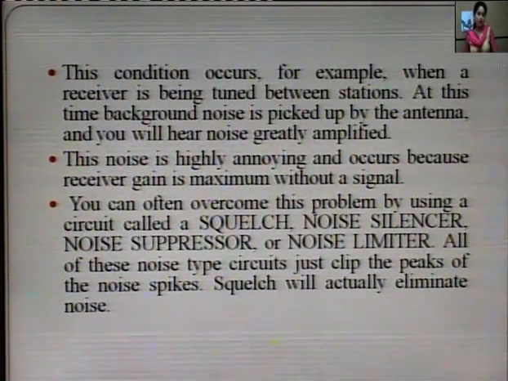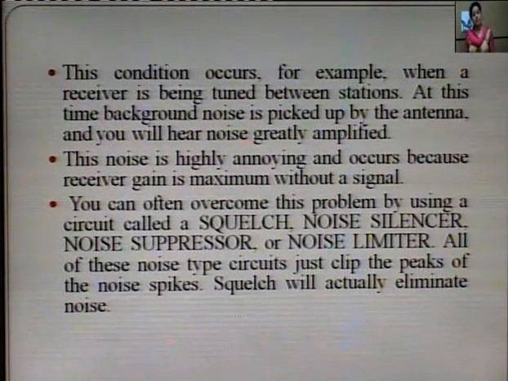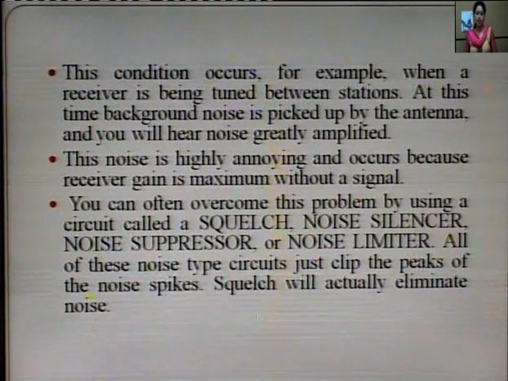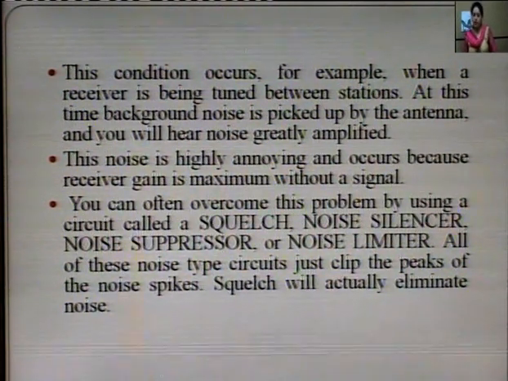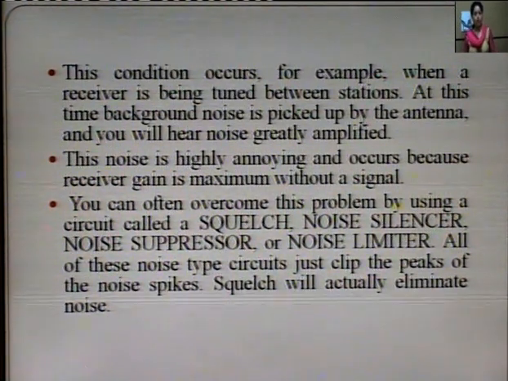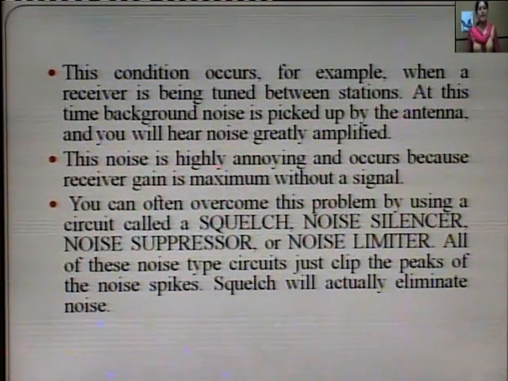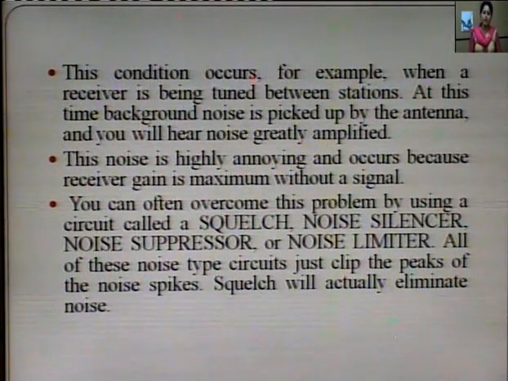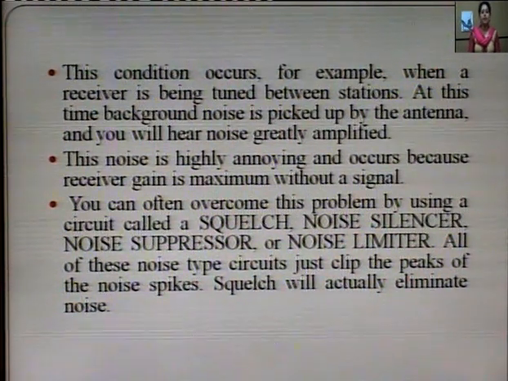You are not having any input signal, but you are having a noise signal, and it is very annoying because this noise is being amplified by your amplifier circuit. So this can be overcome by using a switch circuit, also known as a muting circuit. It is also known as a noise silencer, noise suppressor or noise limiter. All these are noise-type circuits, and they just clip the peaks of noise spikes introduced in your circuit. So your Squelch circuit, that is the muting circuit, will eliminate the noise.